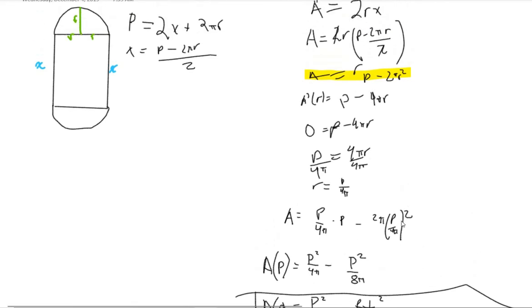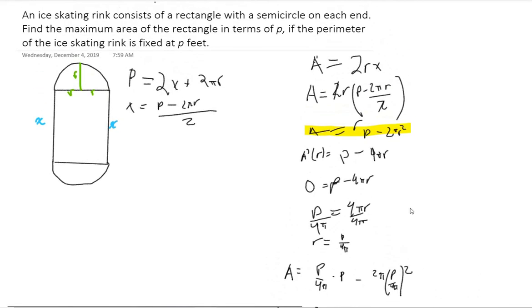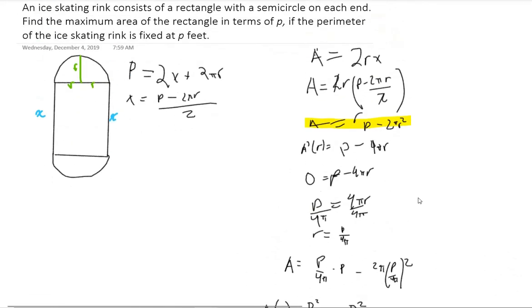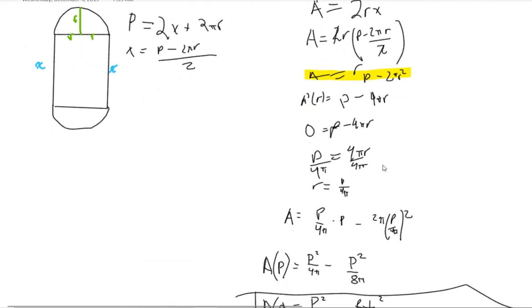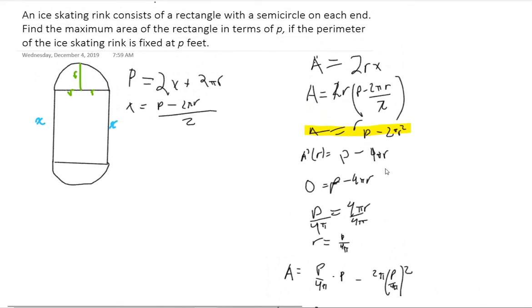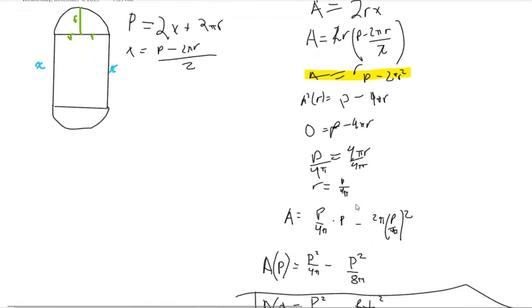So remember, this one was actually a little bit different because you had to re-plug in values into the same equation multiple times. And you had to get x in terms of r, and then you had to get r in terms of p over here. So sometimes there's multiple steps in reducing these equations, and then you still have to take the derivative, and the derivative is what got you the relationship r equals p over 4 pi.